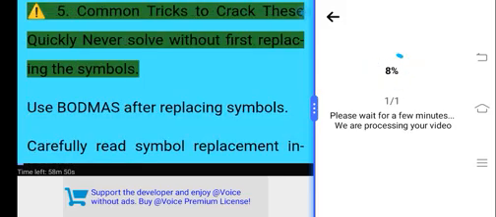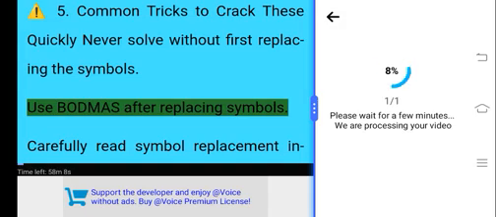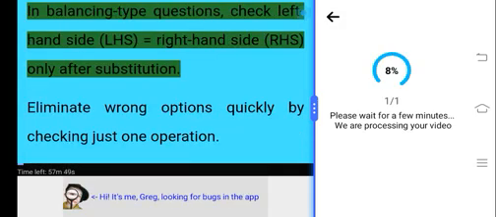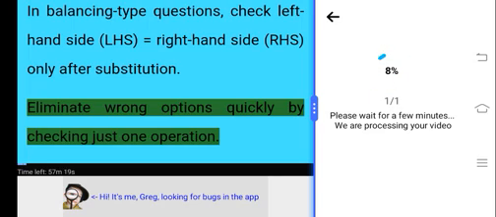Warning 5. Common tricks to crack these quickly. Never solve without first replacing the symbols. Use BODMAS after replacing symbols. Carefully read symbol replacement instructions. Don't apply operations as they are written. In balancing type questions, check left hand side LHS equals right hand side RHS only after substitution. Eliminate wrong options quickly by checking just one operation.